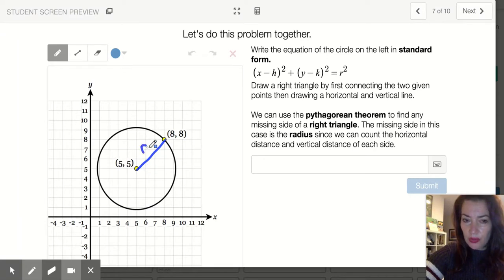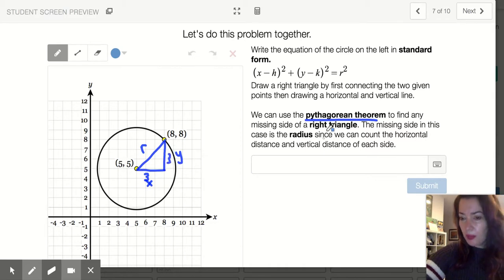Now, we do not know the radius right now, but we can use the Pythagorean theorem anytime we have a right triangle and a missing side. I can draw a vertical line down and a horizontal line across, and this will be our x value here, and up here will be our y value. We can easily measure the distance. If you count across, you can see that this is 3, and if you count up, we also have 3.